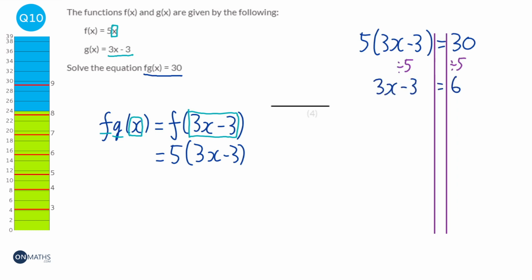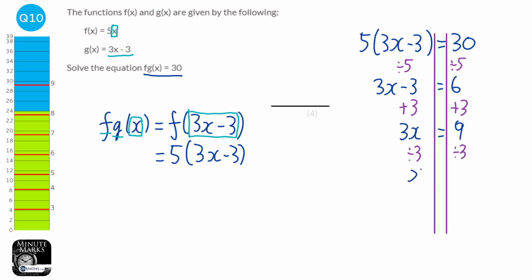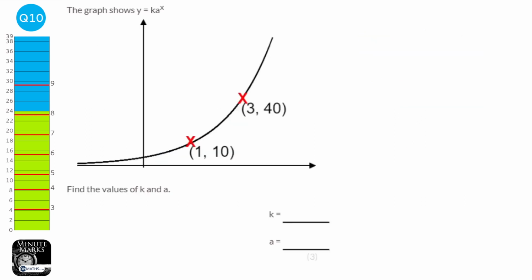And that will give us 6. I'm going to add 3 to both sides to get rid of that minus 3. And that will give us 3x on the left hand side and 9 on the right hand side. Then we're going to divide by 3 to get rid of that 3 before the x. So it just becomes x equals 3. So the answer is 3.